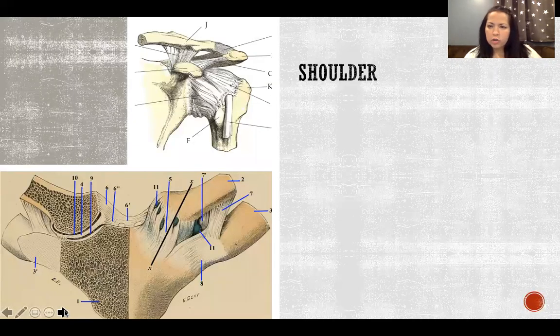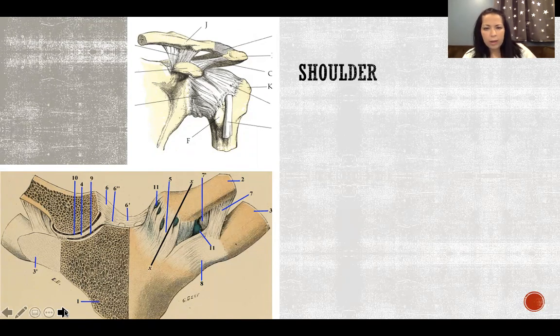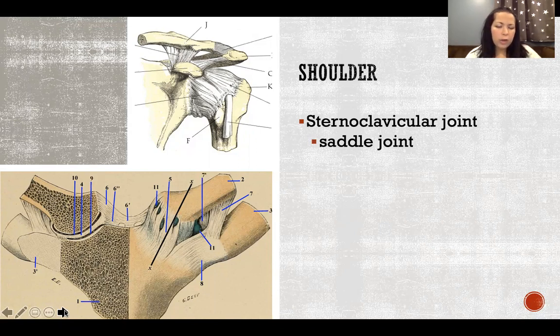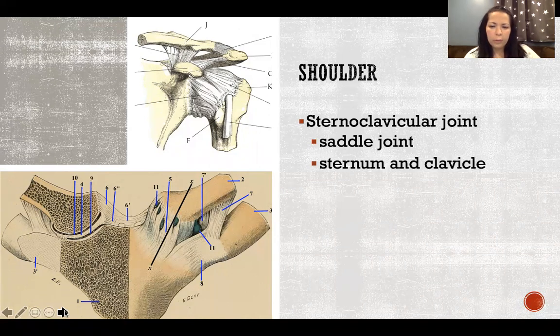Starting with the shoulder complex, or the shoulder girdle, it is incredibly complicated, probably the most complicated of any joint complex in the body. It includes four different joints as part of the whole shoulder girdle. The first is the sternoclavicular joint, or the SC joint. The sternoclavicular joint is a saddle joint, and that's what we see in this bottom picture here. It's the articulation between the sternal end of the clavicle and the manubrium of the sternum.